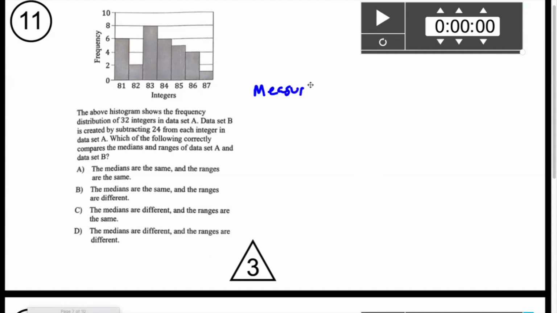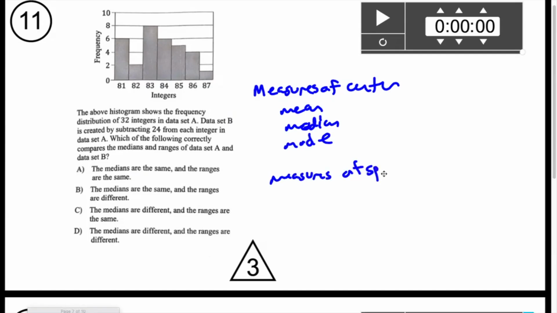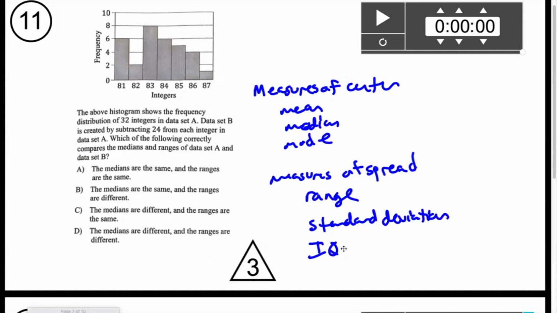So we have this idea of measures of center, and that's mean, median, and mode. And then we have measures of spread. That's range and standard deviation. And I guess we could put IQR in that as well, interquartile range.